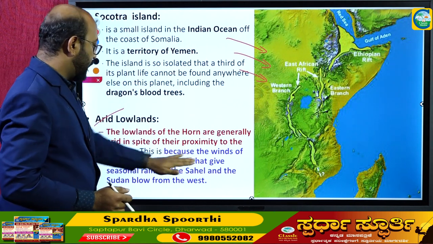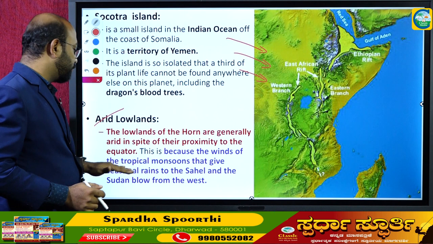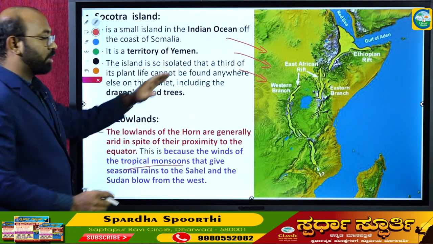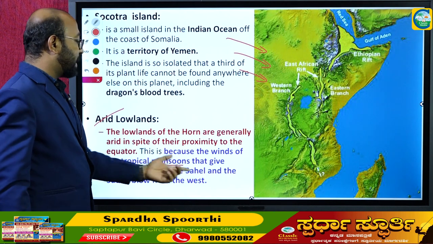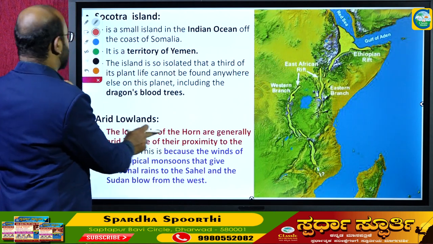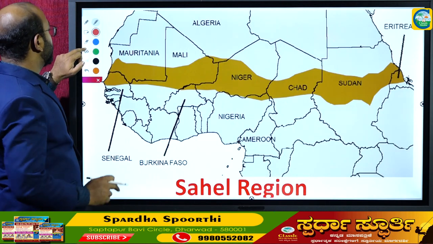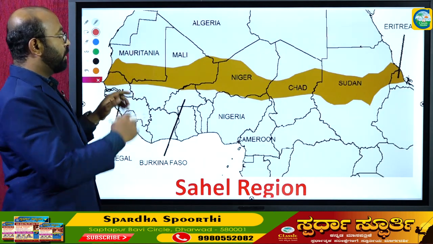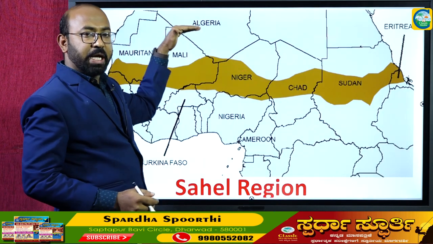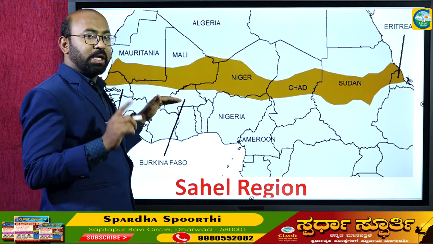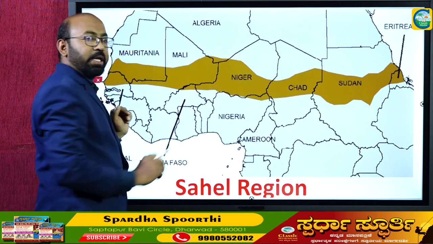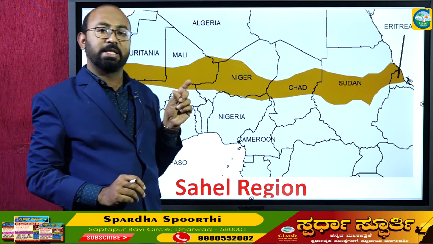Okay, see, I have written clearly that because of the winds of the tropical monsoons, this area also experiences the monsoon rains that give seasonal rains to the Sahel region. Let's look at the Sahel region. So this is the Sahel region, right? I said the north of this Sahel region is the Sahara Desert. South of this Sahel region is the savanna grassland. This is the transitional area between the desert and the grassland, right?